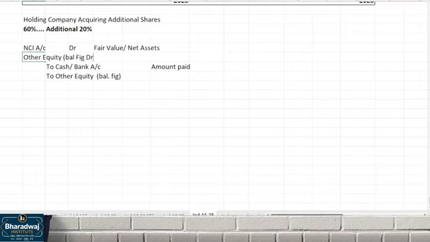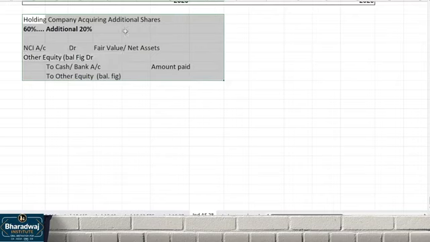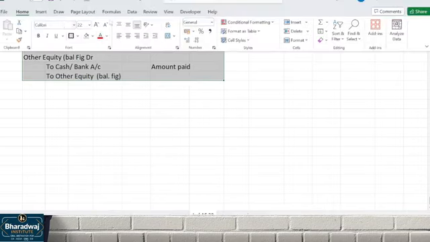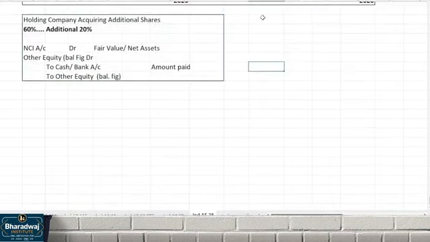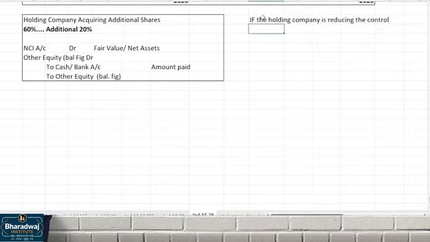Please remember, this is sale or additional acquisition. For example, the holding company is selling the holding, what will you do? If the holding company is reducing the control, for example, from 90%, we sold 10%, it becomes 80%. What will you do? NCI will increase. NCI will increase.